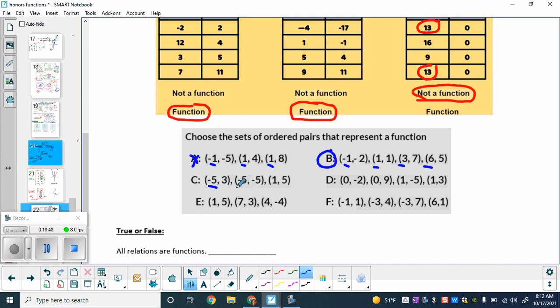All right, I got a -5 and a -5. Uh-oh, no function. 0, 0, nope. In fact, even again at the 1 and the 1. All right, so I've got a 1, a 7, and a 4. That one's good. And a -1, a -3, oop, another -3, so that repeated, so not a function.